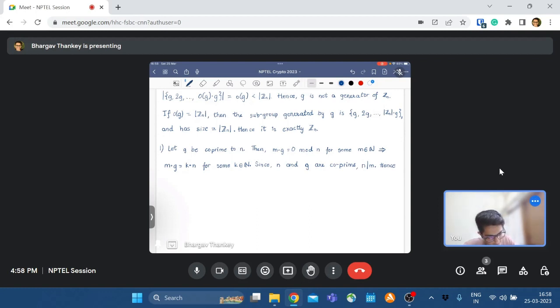Okay. So there is one more thing. The order of g is a multiple of n, which is equal to the size of Zn. However, we know that the order of g is less than or equal to n, right? So the order of g is exactly n, and from claim 1, g is a generator.